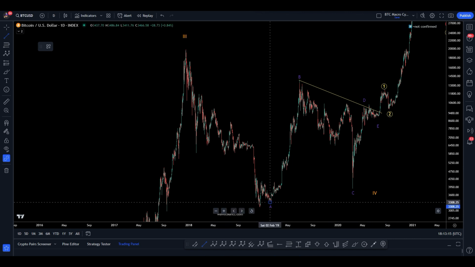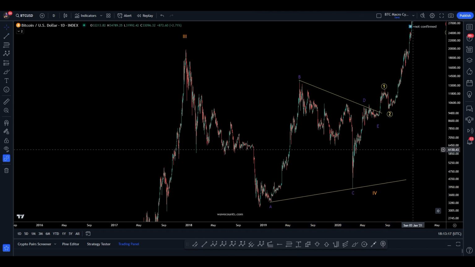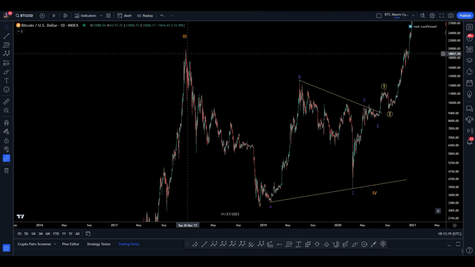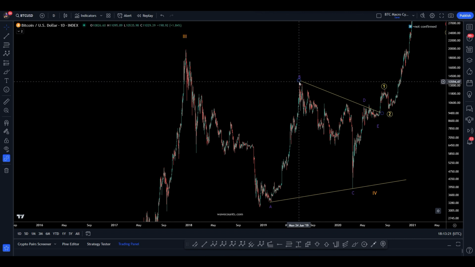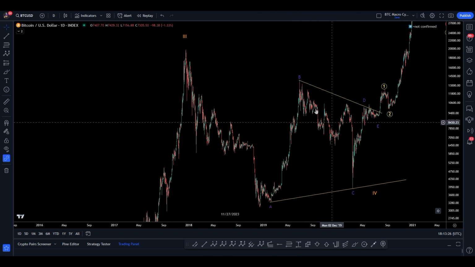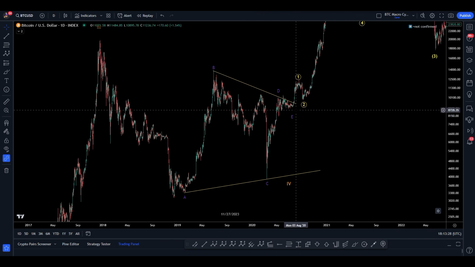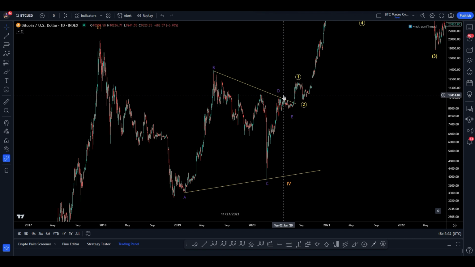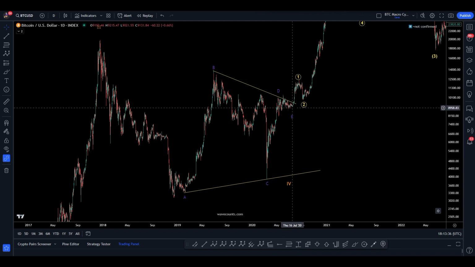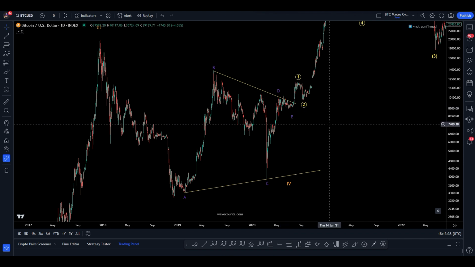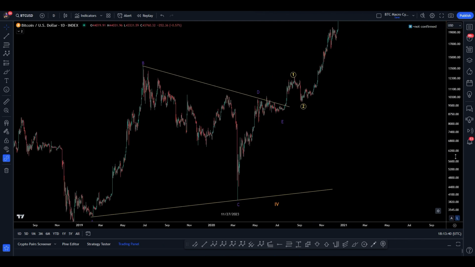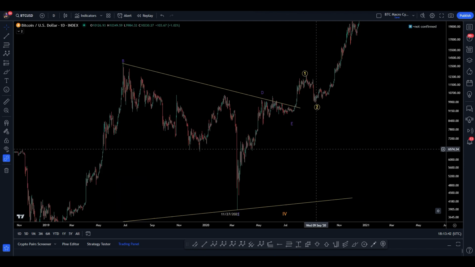What do I mean by that? Because the larger triangle contracts, but it's not a running triangle. It's a regular triangle. And the triangle within the triangle is a running triangle. A B exceeds the start of A, right? And I know what you're about to say. Well, E then exceeded the end of D.